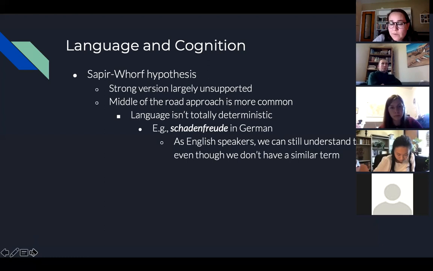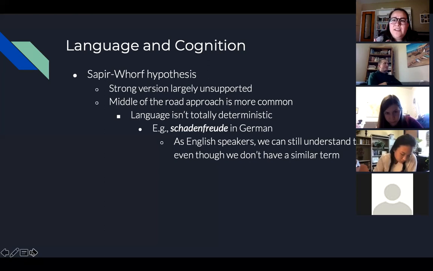So, as an example, if you've ever heard this word Schadenfreude, I think I'm saying it correctly. I don't speak German, so apologies if you do and I've said it wrong. This is a German word that means feeling really happy because someone else is miserable. We don't have a similar term in English. There's not a one-to-one translation that you can do.